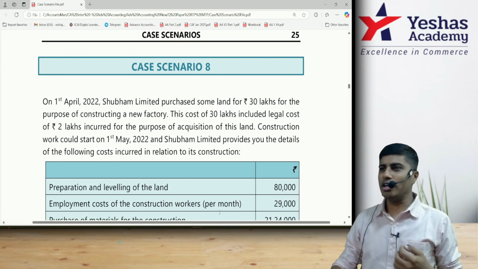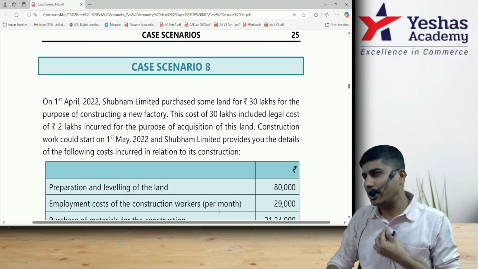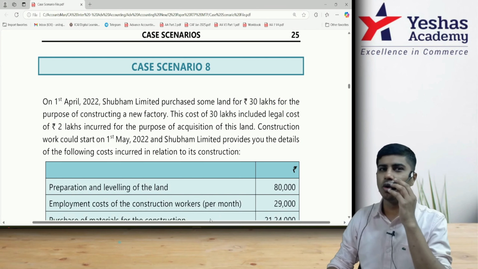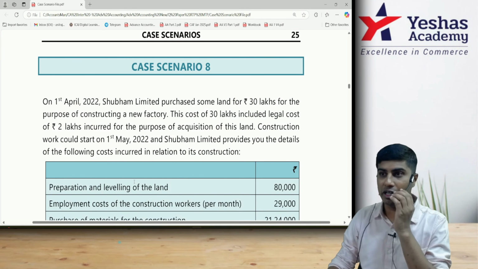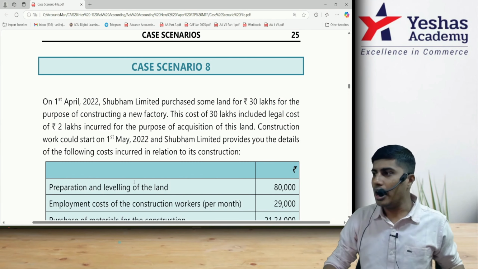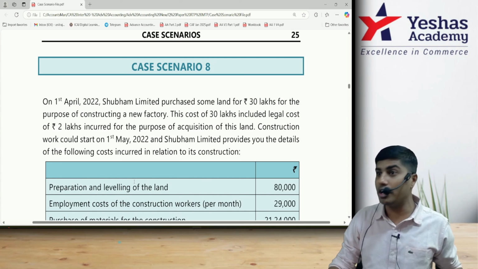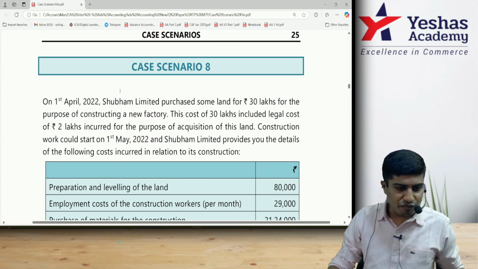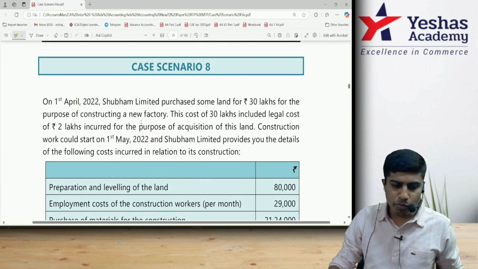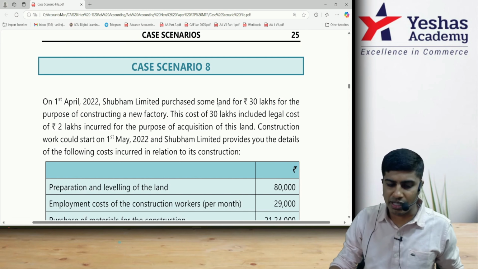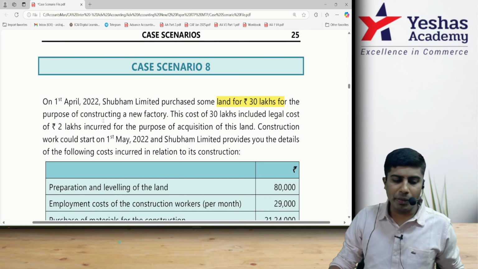Come on, guys, let's solve case scenario 8 from our case scenario discussion. This question is going to be on Accounting Standard 10, Property, Plant and Equipment, read with Accounting Standard 16, Borrowing Cost. Start reading.